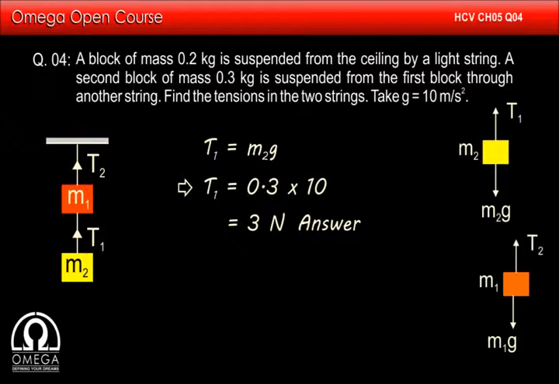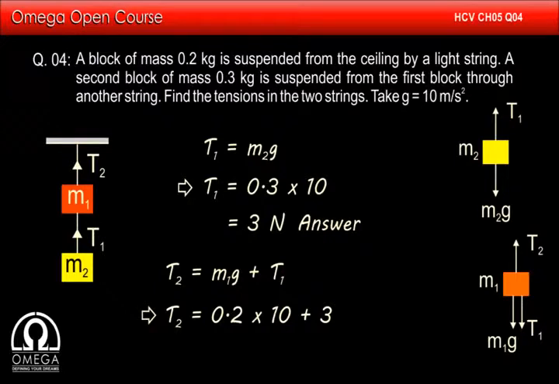Tension T2 pulls it upward. Also, the tension in the string joining the two blocks will pull it downward with force T1. Balancing the forces in the vertical direction, we get T2 is equal to m1g plus T1. Putting the values, we get T2 is equal to 0.2 into 10 plus 3. That is 5 newtons. This is our answer.